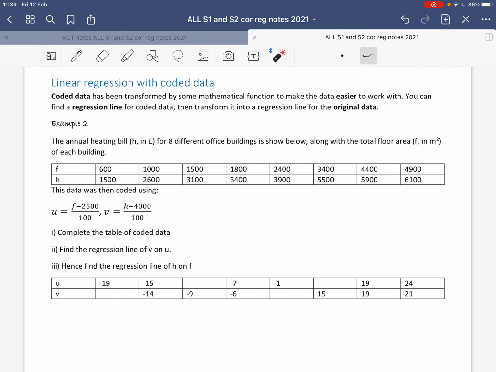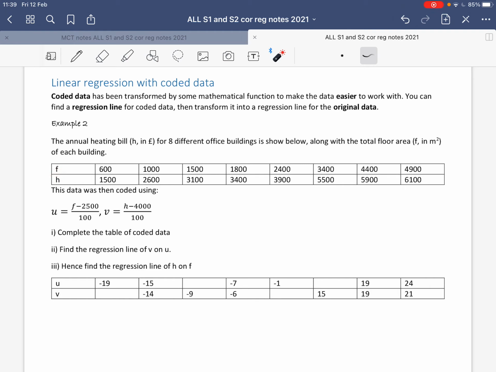Right. So now we're going to look at finding regression lines with coded data. And we talked about coded data in book 1. So coded data has been transformed by some function to make the data easier to work with. You can find a regression line for coded data, then transform it into a regression line for the original data. So in this question, we've got these numbers, which, to be honest, we're going to use our calculator. So it probably isn't that much of a hardship to just use the original data, but we have to learn how to do it with coded data.